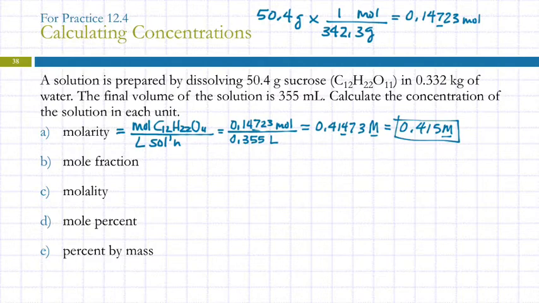Capital M. Remember that capital M does not mean moles. Capital M is moles per liter. The abbreviation for moles is mol. Lowercase m is meter, or if it's italicized, it's molality.